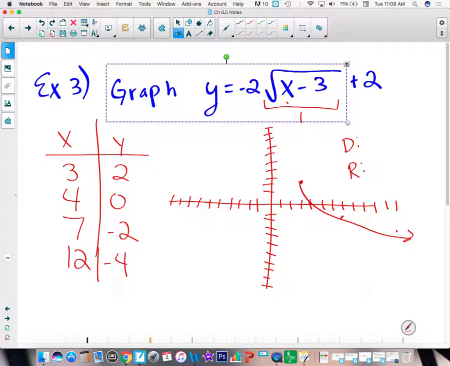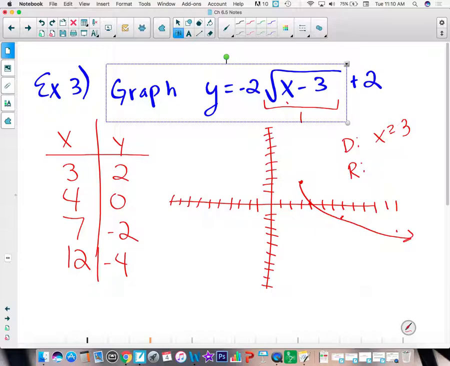Okay? So domain, where am I starting? Which x value do you start at? 3. Start at 3. Which way are you going from 3? You think left and right with x. So we're going that way from 3. So domain is greater than or equal to 3. Right? So we start at 3, we go to the right.